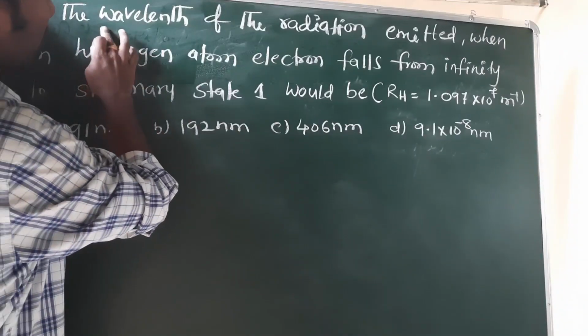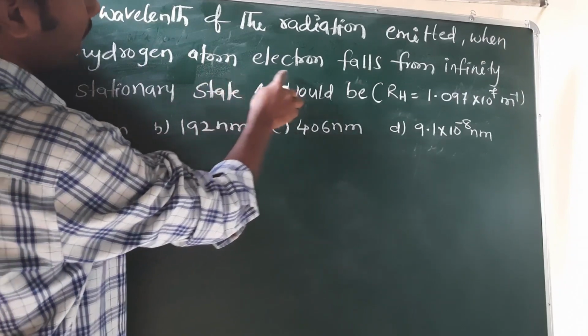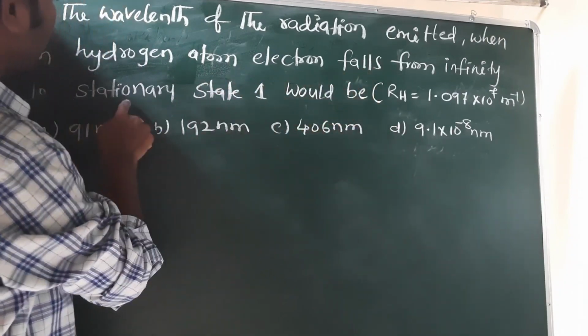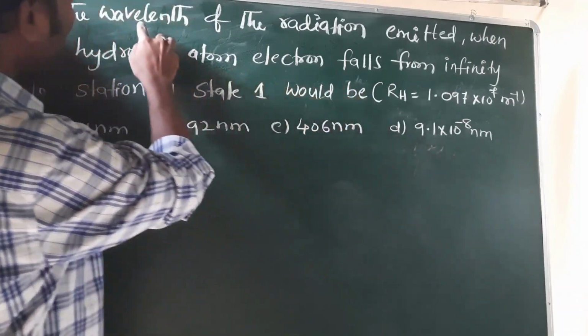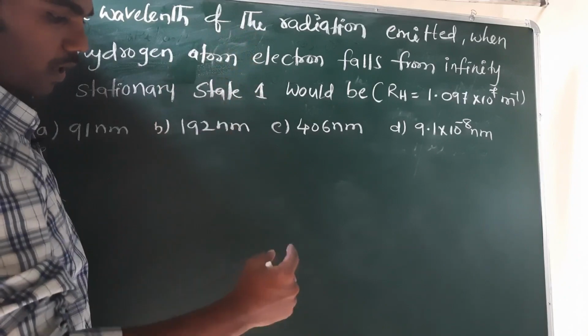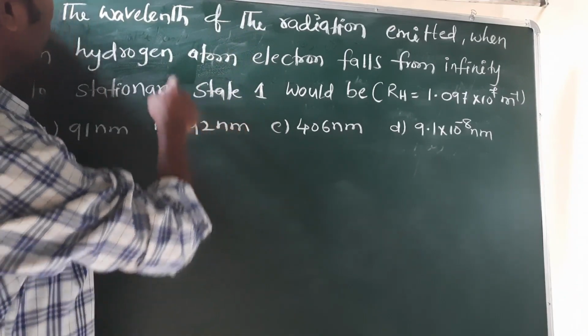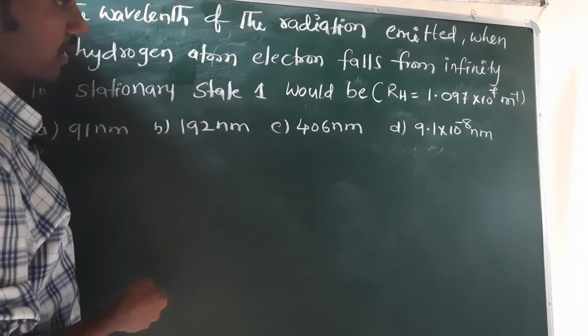Next question: the wavelength of the radiation emitted when, in a hydrogen atom, an electron falls from infinity to stationary state 1 would be. So they are asking the wavelength when the electron falls from the highest energy level, infinite level, to the ground level. In such a case, how much wavelength will it release, they are asking.